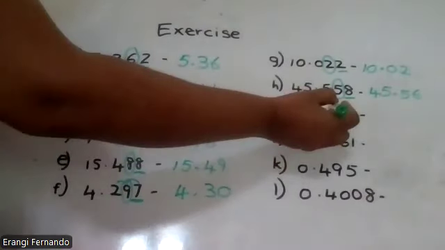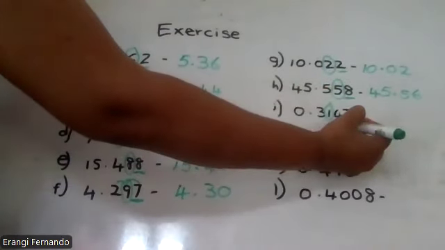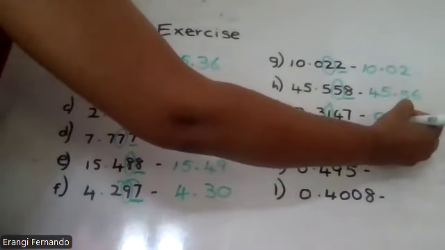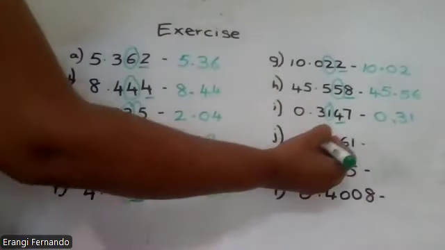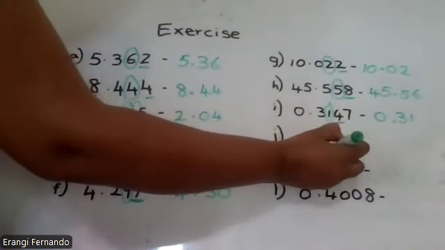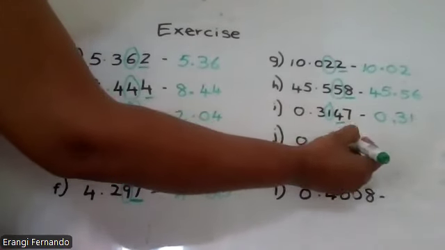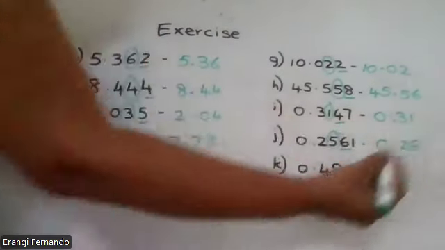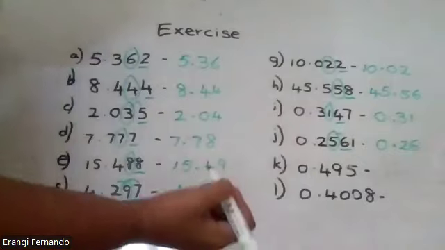Next one, 0.3141. The second decimal place is 1. You have to consider the next-door value 4. It's less than 5. When you round off, 0.31. Next, 0.2561. The second decimal place is 5. You have to consider the next-door value. It's more than 5. When you round off, 0.26. Rounding to the second decimal place means that after the decimal point, there should be two numbers.